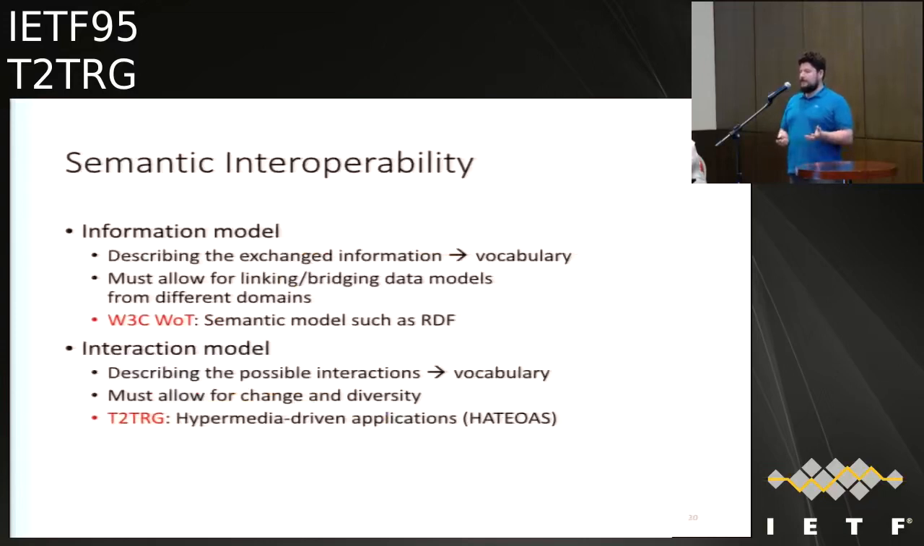So to summarize, for semantic interoperability, of course, we need the information model. This is describing the information that is exchanged. For that, we need some vocabulary so that we agree on, that we know the meaning of what we exchange. There's some connection to the W3C WoT working group. They try to have a semantic model rooted in RDF to have these kinds of descriptions.